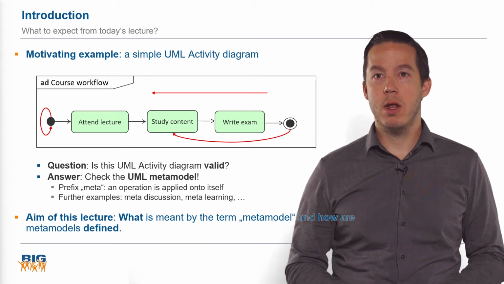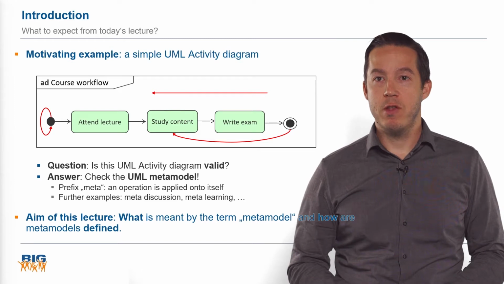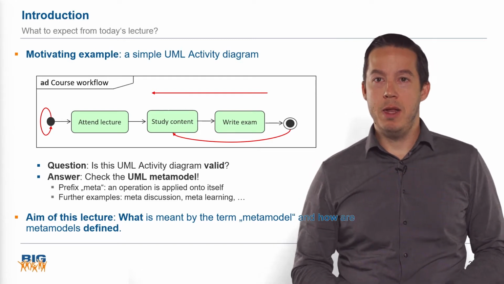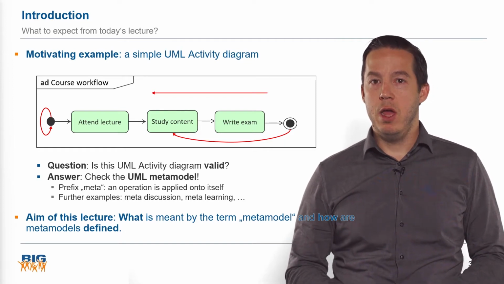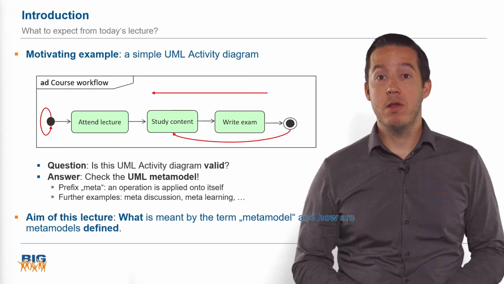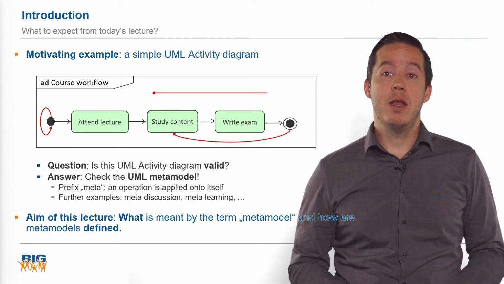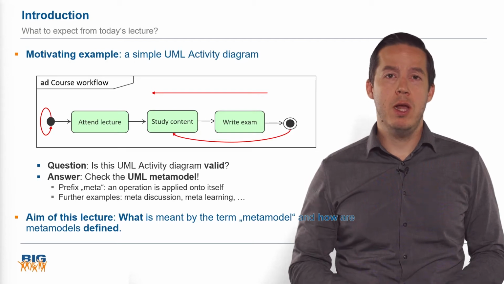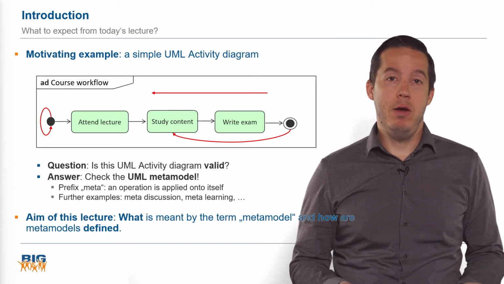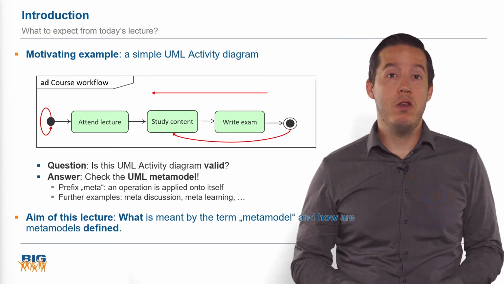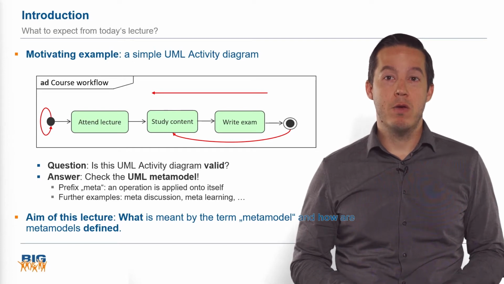In our class today, we will use a simple UML activity diagram, which has some start elements, some activities indicated in the green color, and some end events. And the question that we would like to ask in this course is how to validate this model. How could we tell whether this model that has been visualized here on this slide is valid or not? The answer obviously in this course is we can only check the validity by considering the metamodel.